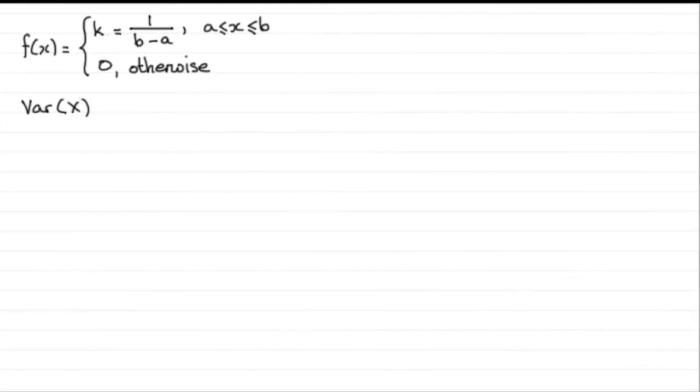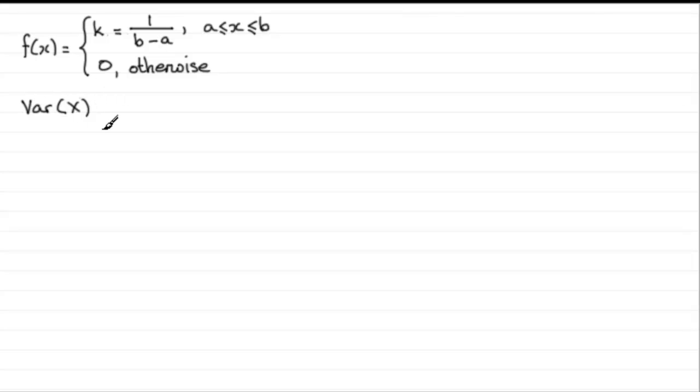Hi. Now what I'd like to show you in this video is how we prove the variance, or var(x) for short, of the continuous uniform distribution. And what I've got here is the probability density function for it. f(x) equals a constant k, which in this series I've shown you is 1 over b minus a, where x is defined between two limits a and b, and it's 0 otherwise.